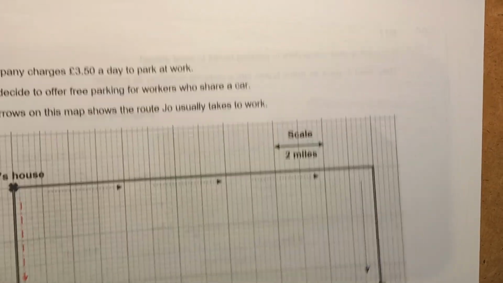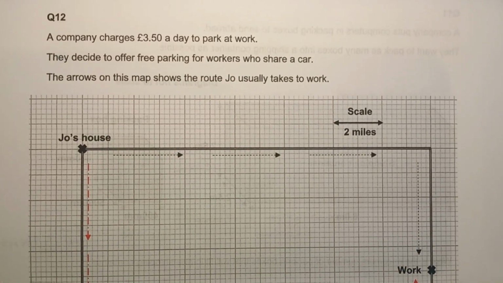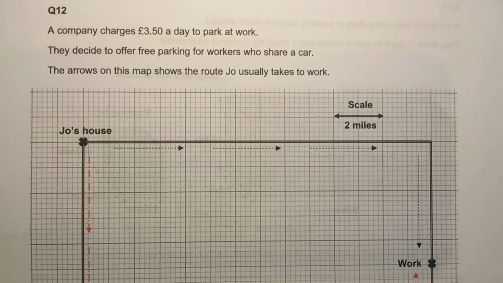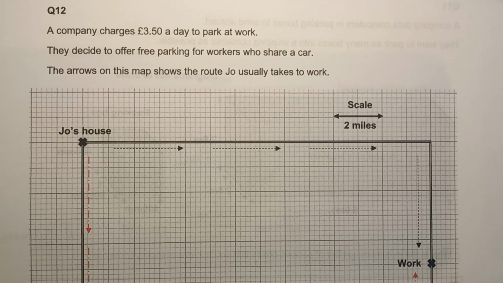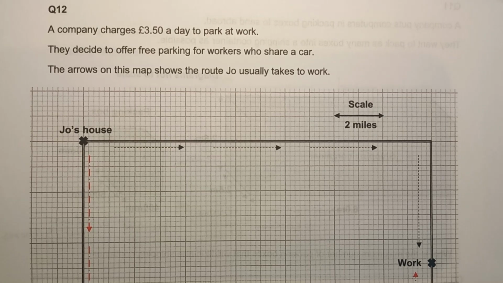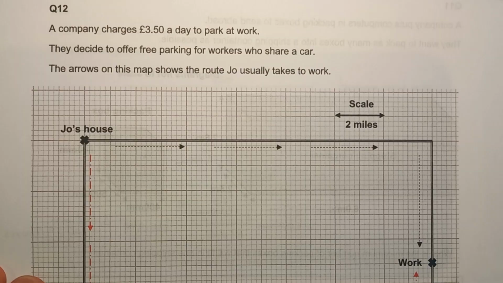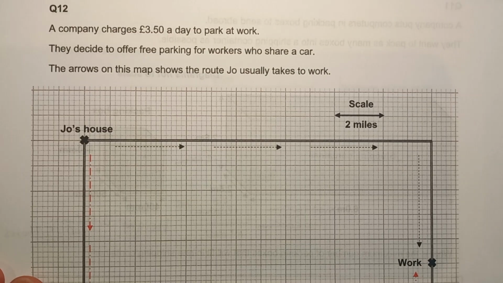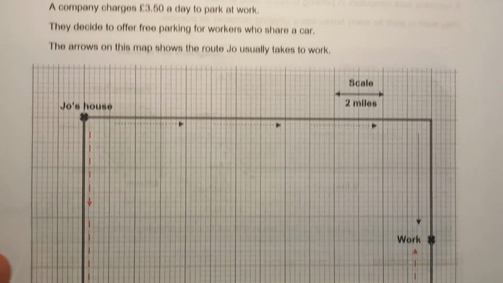Question 12. A company charges £3.50 a day to park at work. They decide to offer free parking for workers who share a car. The arrows on this map show the route Joe usually takes to work.